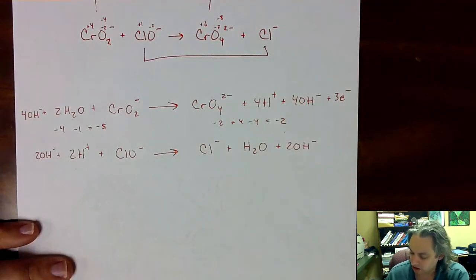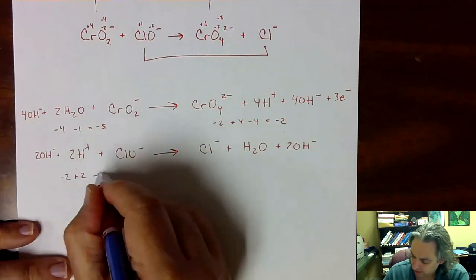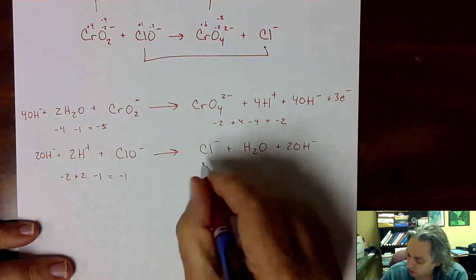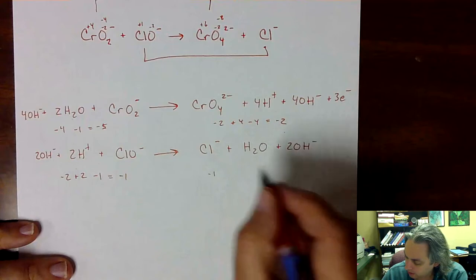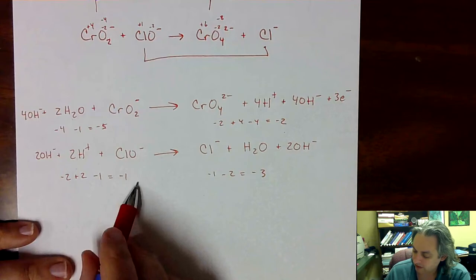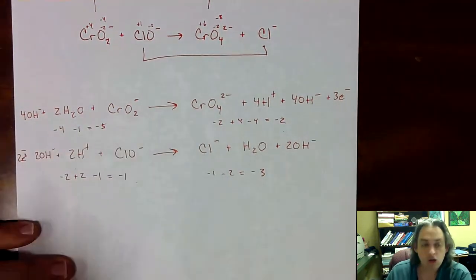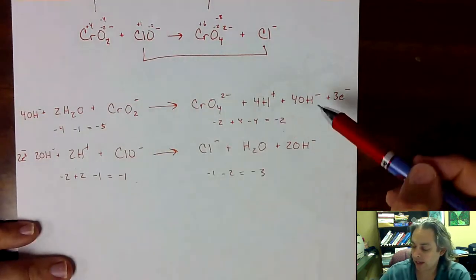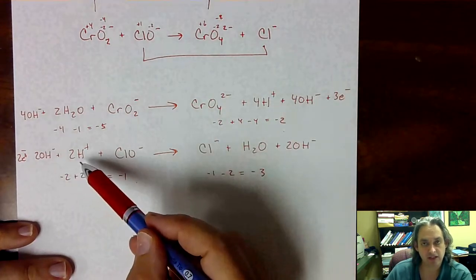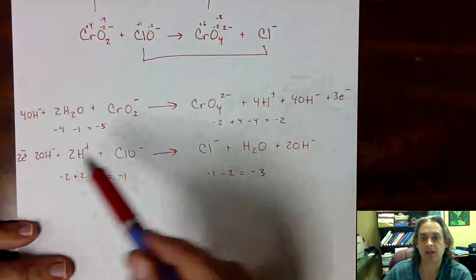Now let's balance out the charge on the second one. We have a -2 and a +2 and a -1. That gives us a total of a -1 on the left-hand side. On the right-hand side, we have a -1 and a -2. That gives us a -3. And so to balance out this charge, we need to add 2 electrons on this side. Now, remember, for every half reaction, if you add electrons on the products, on this half reaction, you have to have electrons on the reactant. You can't have both of them on the reactants or both on products. They have to be on opposite ends.